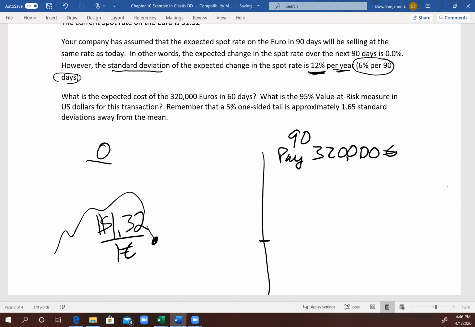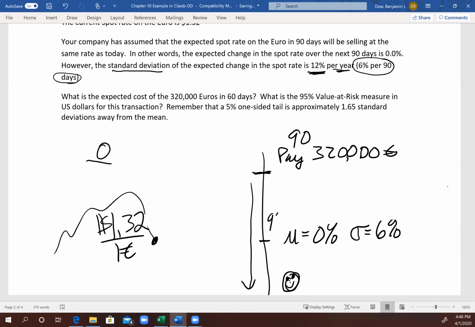we can calculate what it'll be per 90 days. I'll always leave the expected change at 0, because you'd have to have some bias whether you thought something was going to go up or down. But if the expected change is 0 and the standard deviation is 6, now what we're worried about is up here. We don't care if it goes down because it costs us less. That makes us happy. We want to figure out what our risk is. So we've got to figure out what's this point that encompasses 95% of the observations.